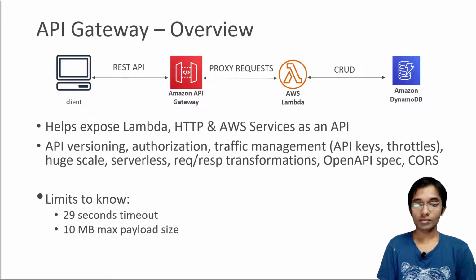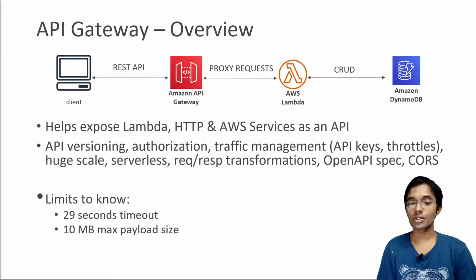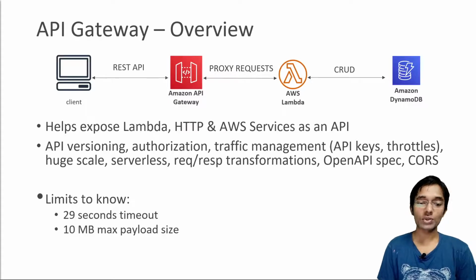API versioning. So you can publish multiple versions of your API, which is really helpful to make sure your clients can migrate from one version of the API to another as you add features. It gives you authorization. So we'll see the integration of security on that. Traffic management we have. So you can define API keys, usage plans, and throttling. You can get a huge scale. So the API gateway does scale very well. It's serverless, so you don't have to manage any servers for these features.